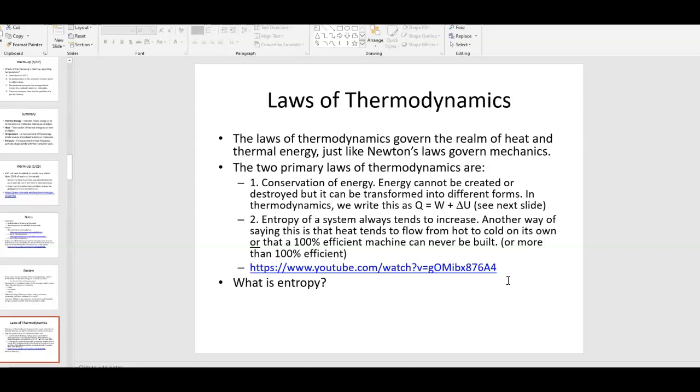And so we're only going to talk about two laws of thermodynamics, and we're going to talk about one at a time. Law number one, the first law, is basically a statement of the conservation of energy.